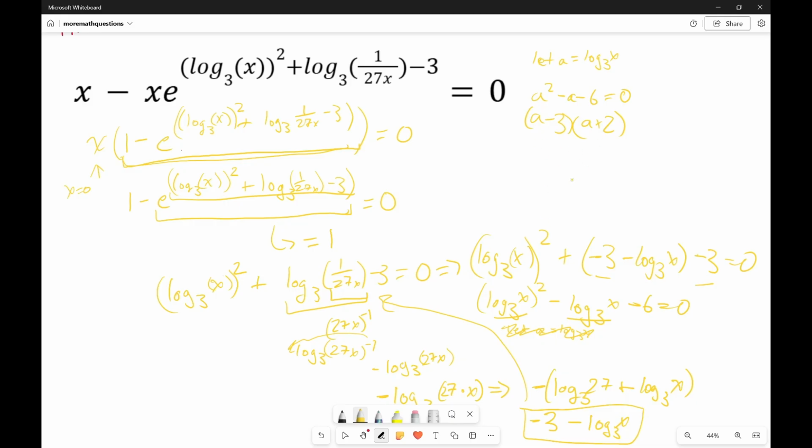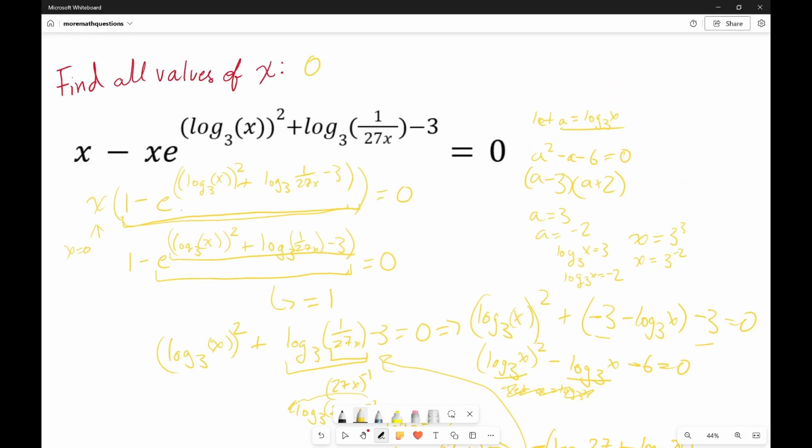Okay, and then we can say that a is equal to 3 and a is equal to negative 2. Because we let a equal log base 3 of x, we can now set that equal to 3 and negative 2, which will be log base 3 of x is equal to 3, and log base 3 of x is equal to negative 2. Therefore, x is equal to 3 to the power of 3, and x is equal to 3 to the power of negative 2. Or, in other words, our final answers will be 27, 1 over 9, and 0.